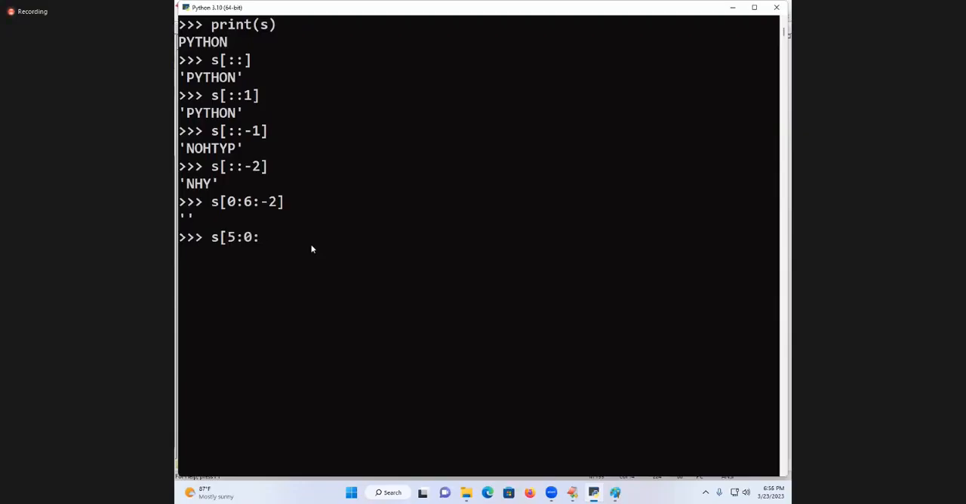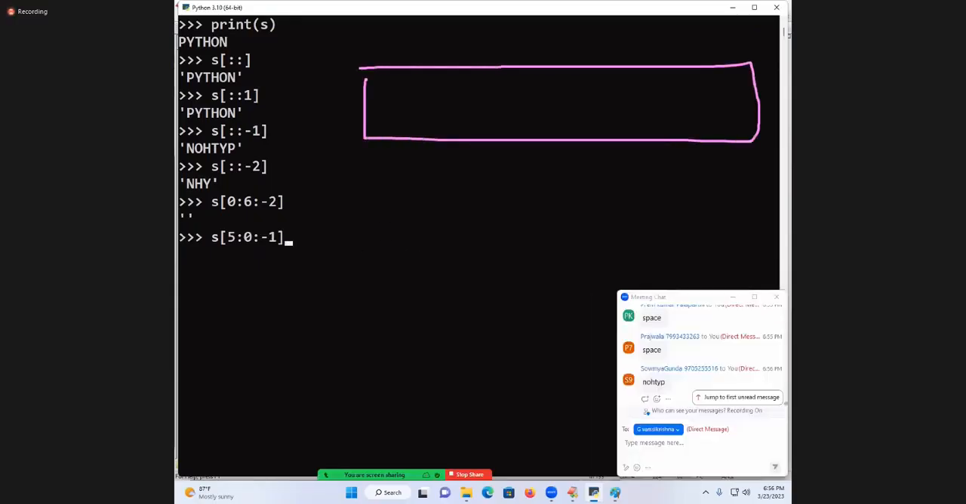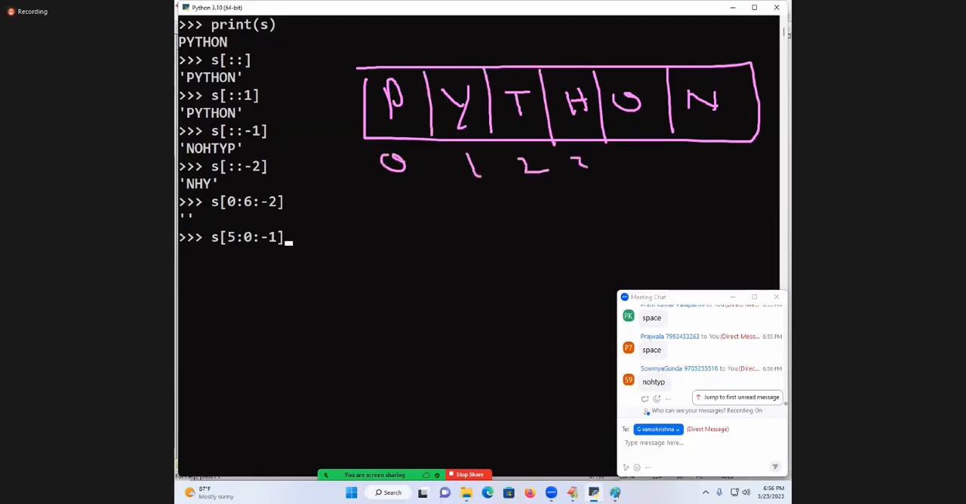Colon minus 1, minus 1. There is no hurry at all. Don't get tension here first. What is the answer first of all? Python. Right. Take care, students. This is my data: 0, 1, 2, 3, 4, 5. What is this step first of all?